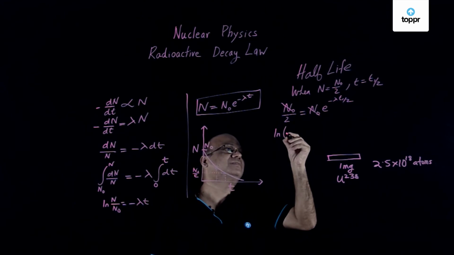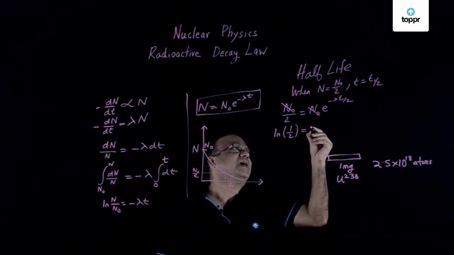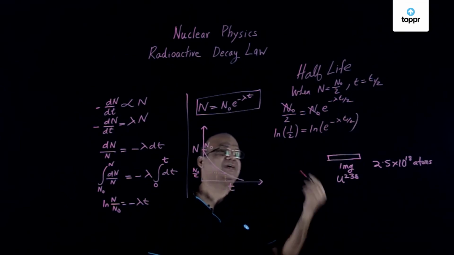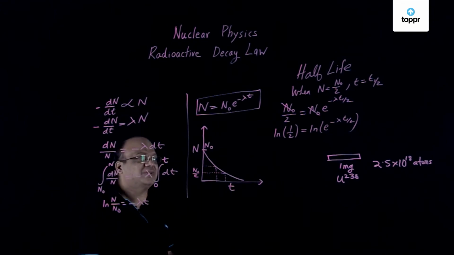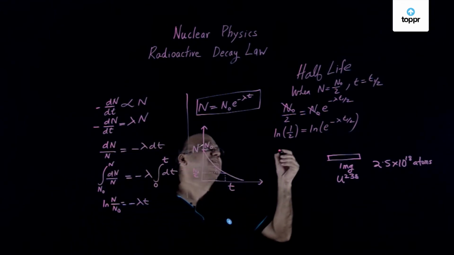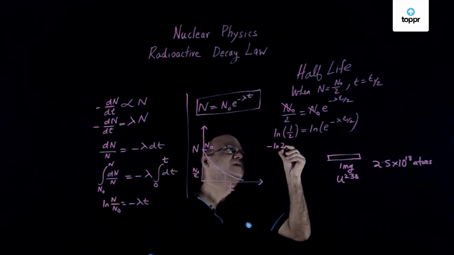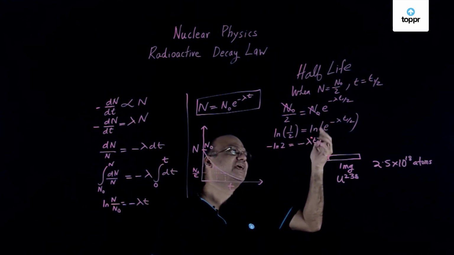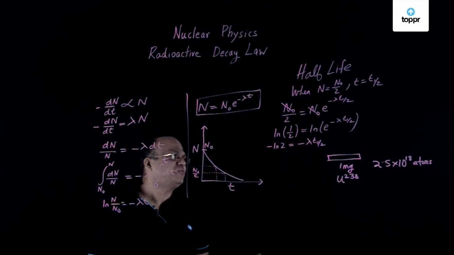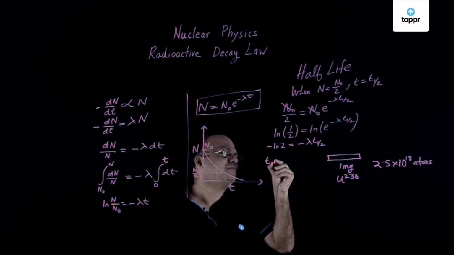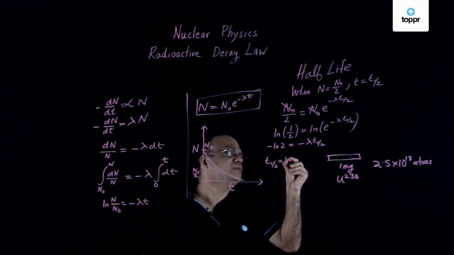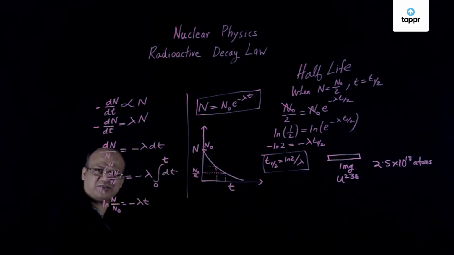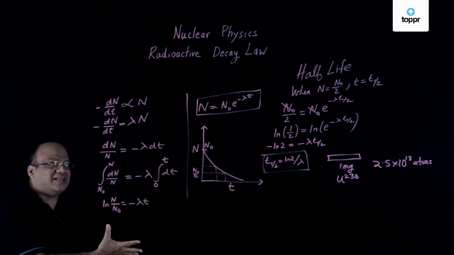So what will you get? ln half equal to ln e to the power minus lambda T half. ln half is ln 1 minus ln 2. So ln 1 is 0. So we get minus ln 2 equal to minus lambda T half, and ln of e is 1, so we need not write that. So from here we get T half is ln 2 by lambda. This is again a very important relationship. T half is ln 2 by lambda.